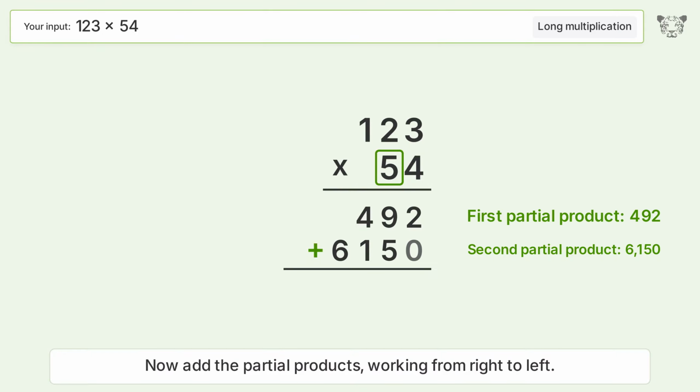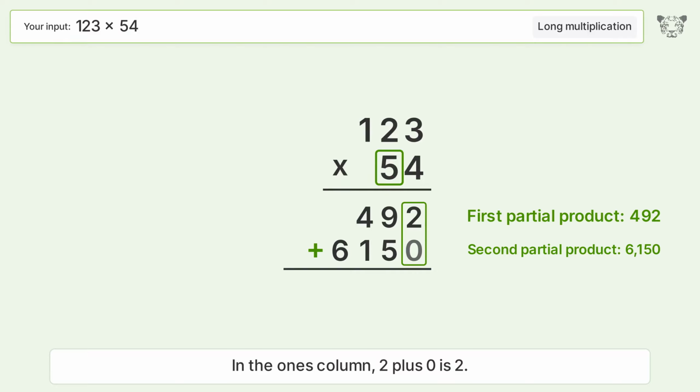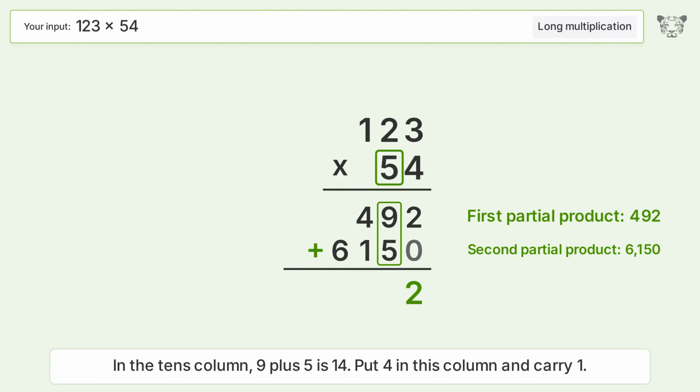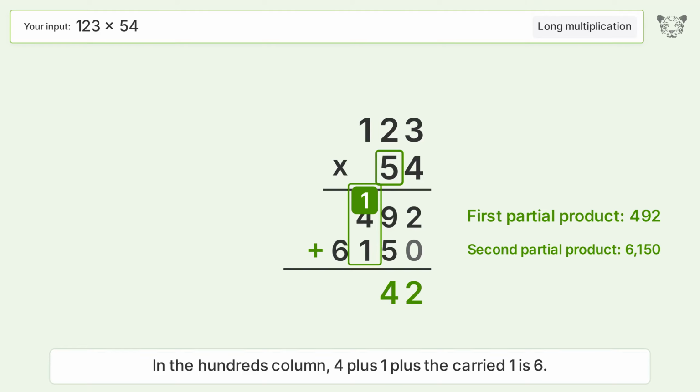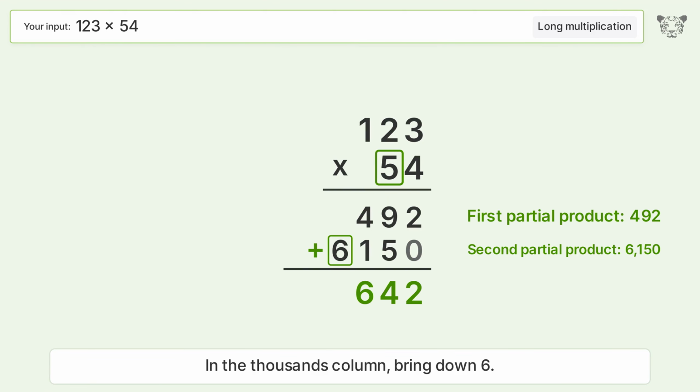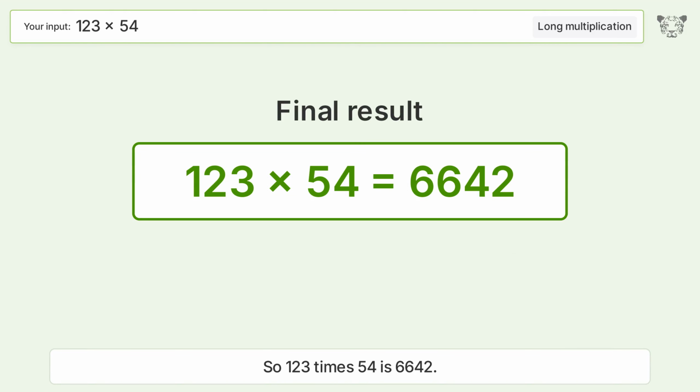Now add the partial products, working from right to left. In the ones column, 2 plus 0 is 2. In the tens column, 9 plus 5 is 14. Put 4 in this column and carry 1. In the hundreds column, 4 plus 1 plus the carried 1 is 6. In the thousands column, bring down 6. The product of the whole numbers is 6,642. So 123 times 54 is 6,642.